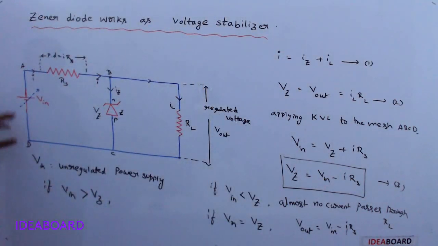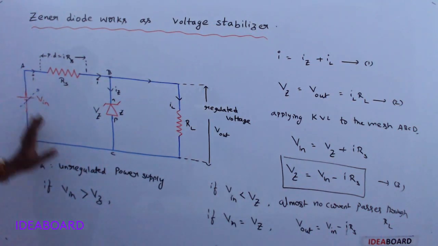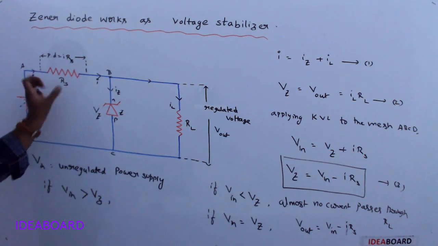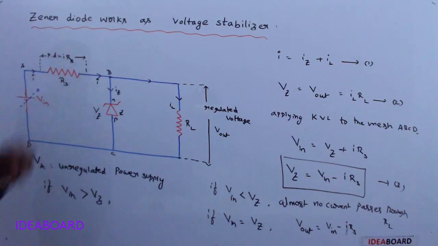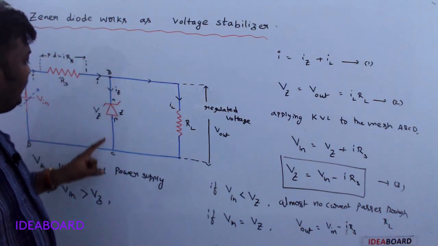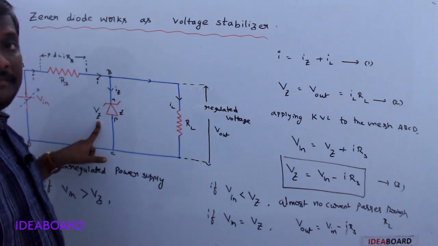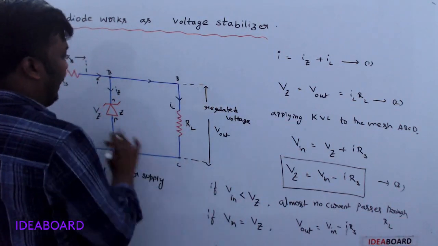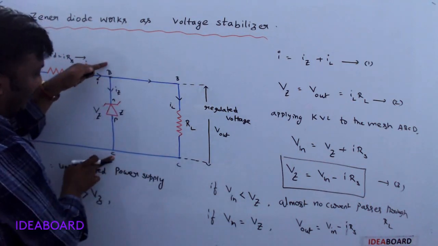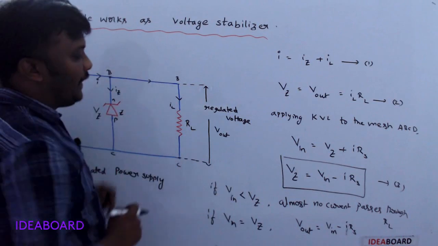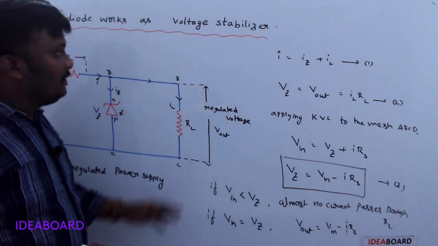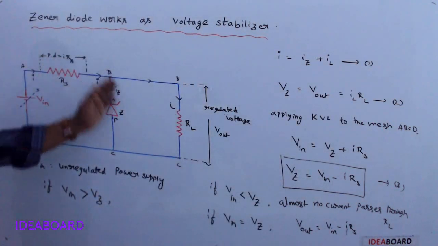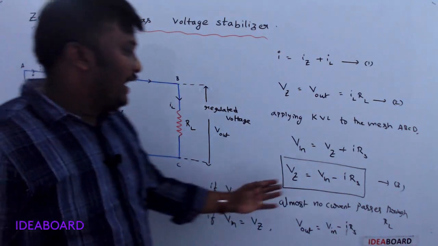Understand? Once again, this is one unregulated power supply, called the unregulated voltage, and across a series resistance some potential drop is there. That value is IRS, and the potential drop across the Zener diode is called VZ. Okay, the Zener diode and the load resistor are both in parallel combination. That's why the potential drop across the Zener diode is always equal to the potential drop across the load resistor. Understand? So VZ is equal to V out, which is equal to ILR.